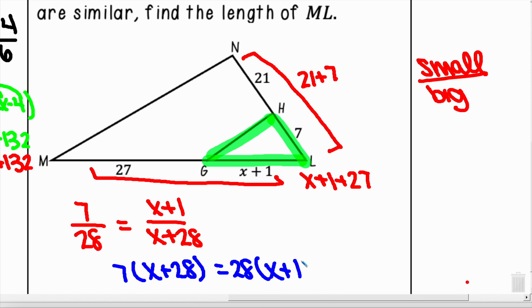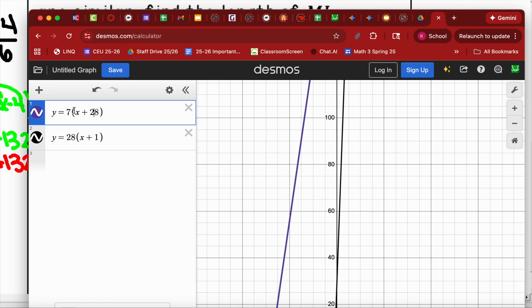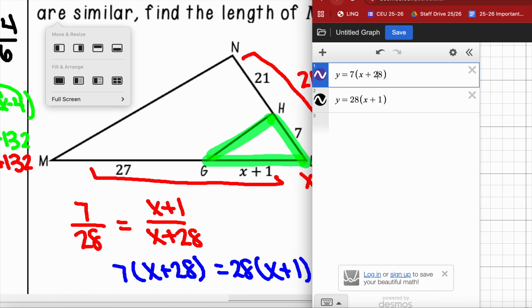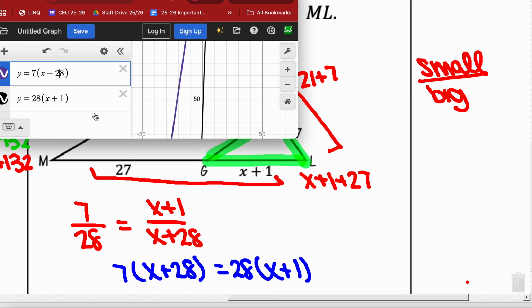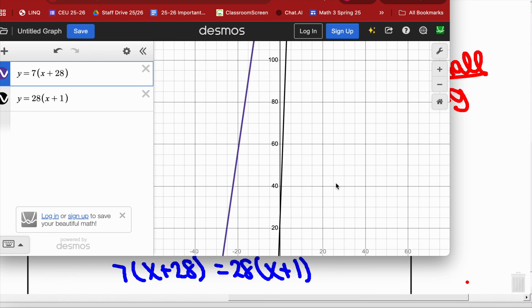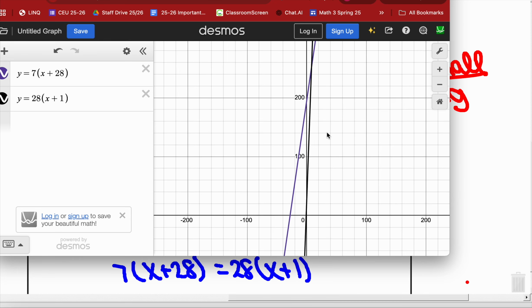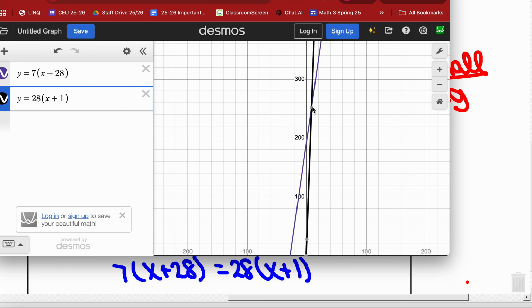And I'm going to opt to use Desmos to solve this, just personal preference, but you are more than welcome to do it by hand if you want. So 7 times x plus 28 and 28 times x plus 1. Come back. And I'm going to need to zoom. Make sure that you're finding where those two lines meet. So then we're going to say x equals 8.